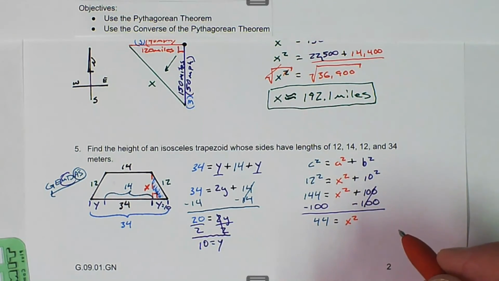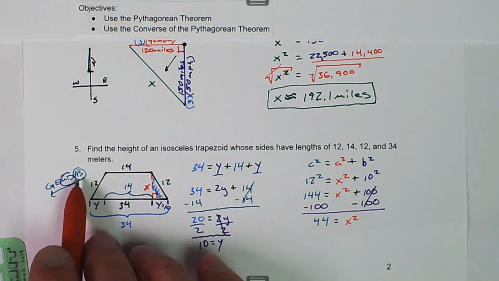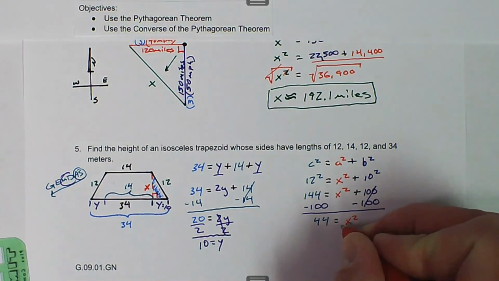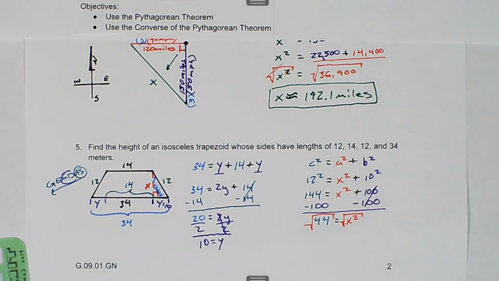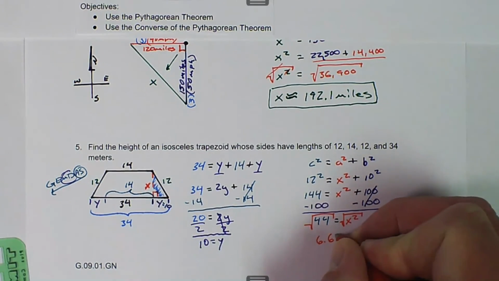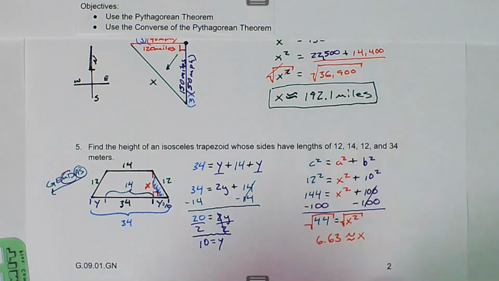And then we want to solve this to get x by itself. So we did addition, subtraction, we did multiplication and division. No, we didn't. There wasn't any multiplication and division. So now we're on to exponents. So now we can take the square root of both sides, and we can plug that in our calculator, and we get 6.63 is approximately equal to x. So the answer for this question is the height of the trapezoid is about 6.63 meters.